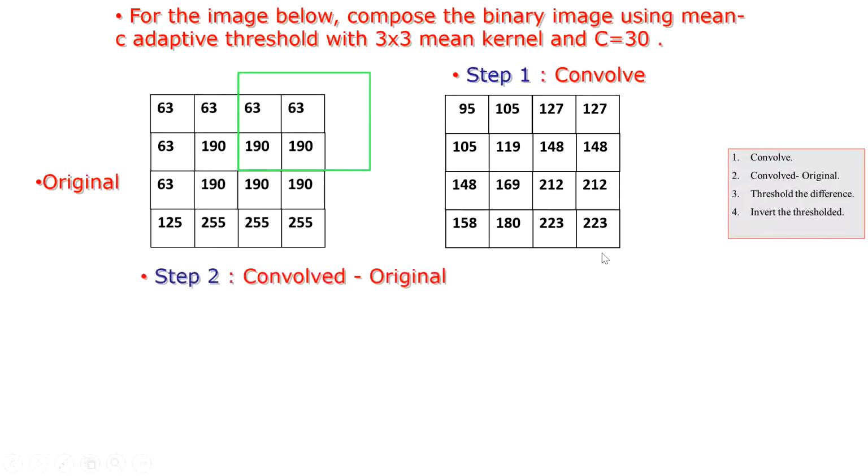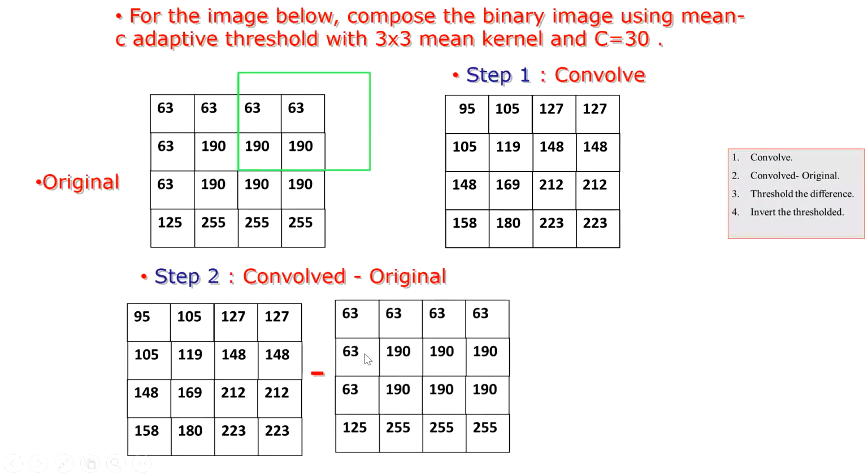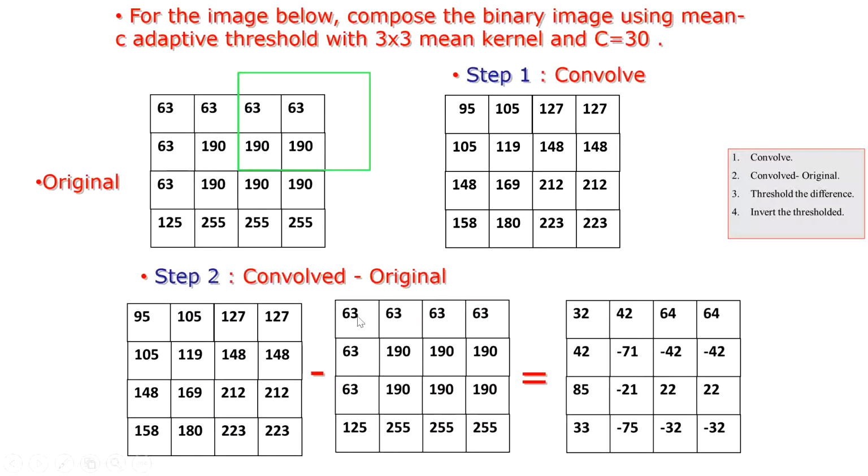So you will have the convolved image, which is the image that we obtained from here. We subtract the original image from it. It's just a simple subtraction operation. So 95 minus 63, you have 32, and then the same process, straightforward subtraction, until you get the whole subtracted image. In this case, because we don't have any modulus, you will have either positive or negative values. The next step is to threshold the difference.